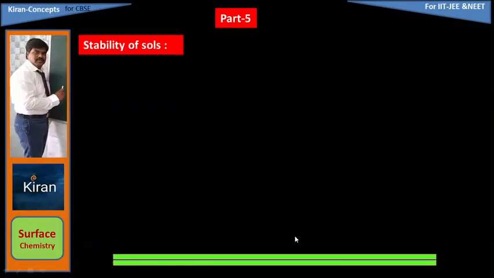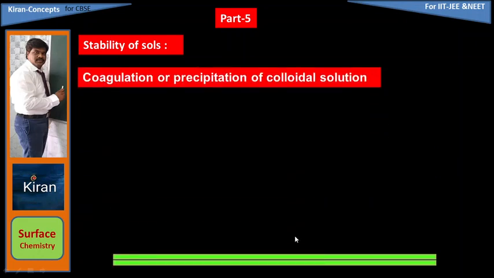Now the last part in this chapter, part 5, stability of sols. In what way are these colloidal solutions going to be stable? Coagulation or precipitation of colloidal solution. Coagulation means clotting. So for example, see here, this is one of the solutions.